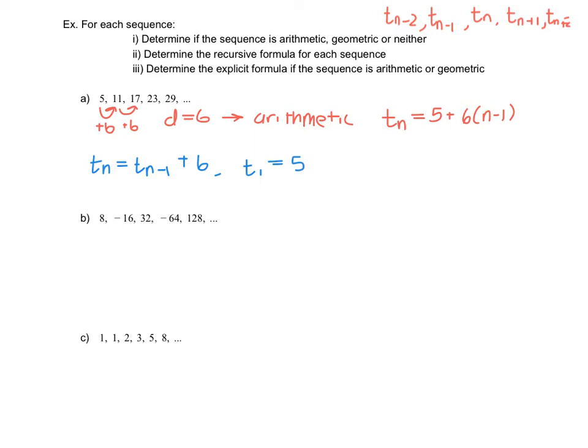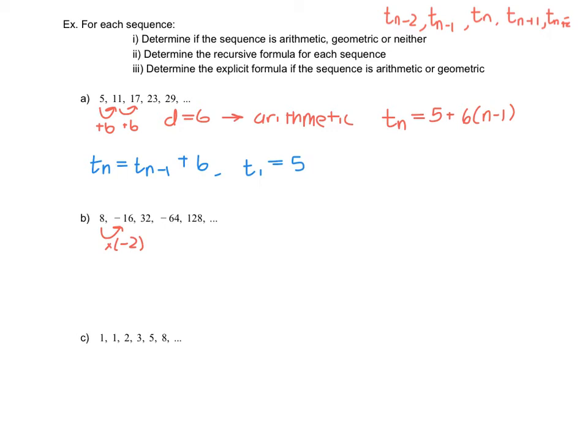Let's try another sequence. So for B, 8, negative 16, positive 32, negative 64, positive 128. So right away, I already know it's not arithmetic because I can't jump around between positive and negative so much. So I'm going to test for a common ratio. So I see to get from 8 to negative 16, I'm multiplying by negative 2.